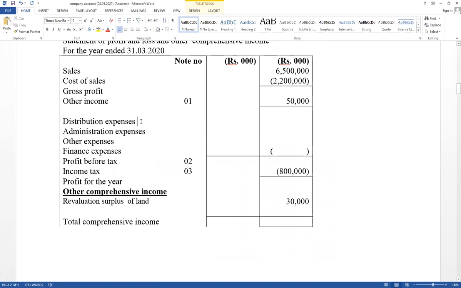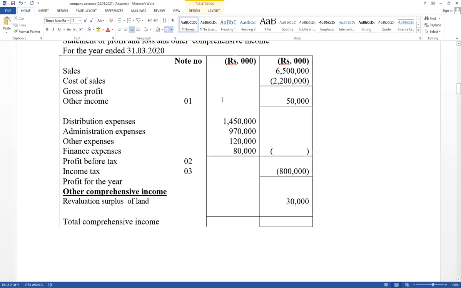First column, distribution expense, 1,450,000. Administration expense is given, 970,000. And other expense is given, 120,000. Finance expense equals 80,000. Therefore, total expense.